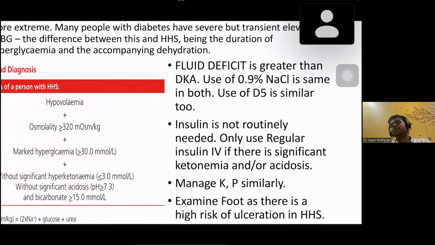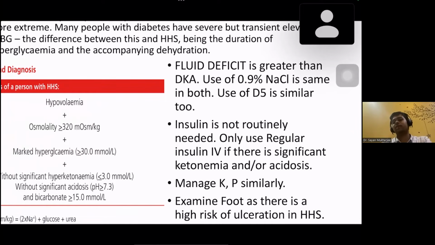And then insulin is not needed. Why isn't it needed? Because there is no ketonemia. You don't need the insulin. Just start him on IV fluids and the pathology will automatically correct itself.